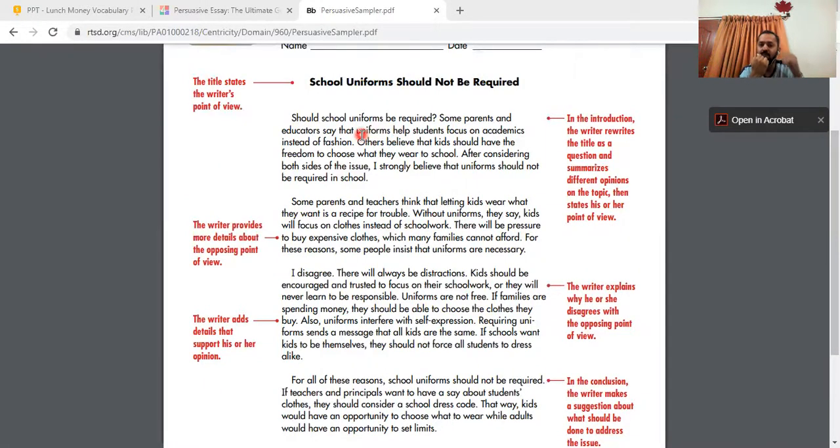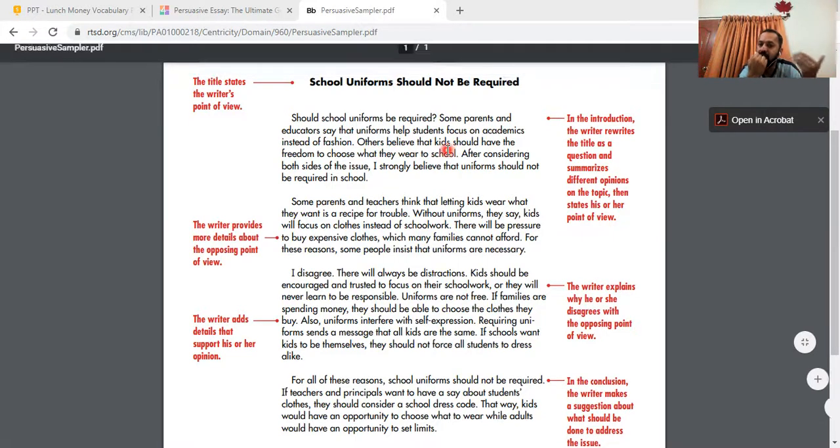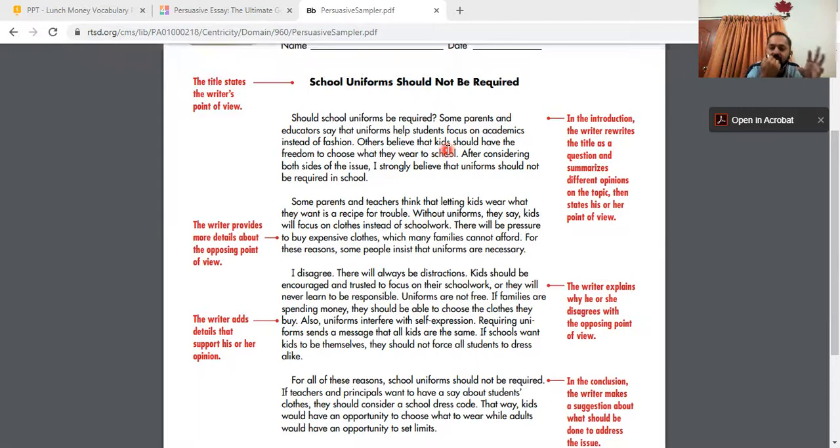Should school uniform be required? क्या uniform required होना चाहिए school में? This is actually your topic sentence. The topic sentence tells you about the topic. Okay, what are you going to discuss in the essay, right? Some parents and educators say that uniform helps students focus on academics instead of fashion. Yeah, आप background information दे रहे हैं. Others believe that कुछ लोग सोचते हैं कि focus नहीं हो पाता अगर आप uniform के बजाय different कोई dress code लेते हैं तो students अपनी पढ़ाई पे focus नहीं करते, right?